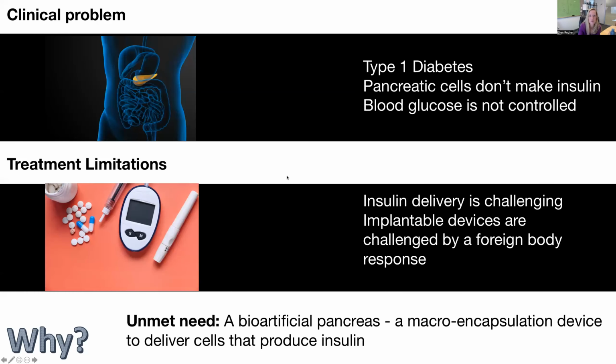The clinical problem here is type 1 diabetes, when pancreatic cells don't make insulin and the blood glucose is uncontrolled. The treatment limitations are that insulin delivery can be challenging, and implantable devices are challenged by a foreign body response. So there's a lot of research towards making a bioartificial pancreas or a macro encapsulation device to deliver insulin producing cells.